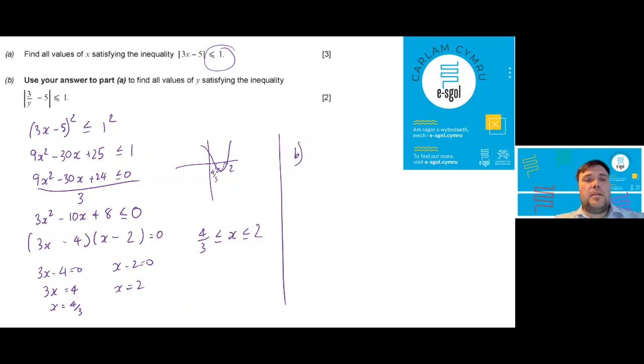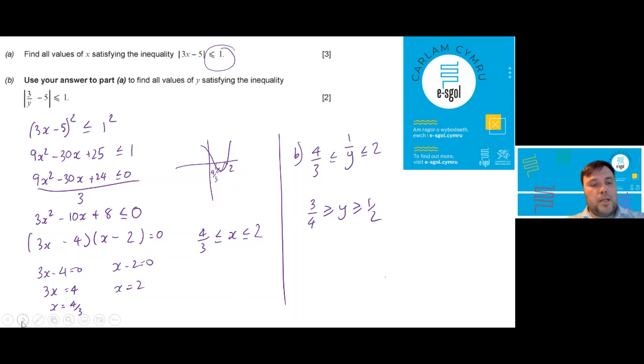There's a reason why I picked this question, because there's another element to it, which is: use your answer to part A to find the values of y to satisfy the inequality. Well, it's the same thing. So you just replace your x with 1 over y, and then you invert it, or take the reciprocal of it. But when you do so, you're going to have to change the inequalities, because 4/3 becomes 3 over 4, which is 3/4, and that's going to be bigger than 1/2, because you still want the region underneath. So then this is going to be 3/4, 1/2.